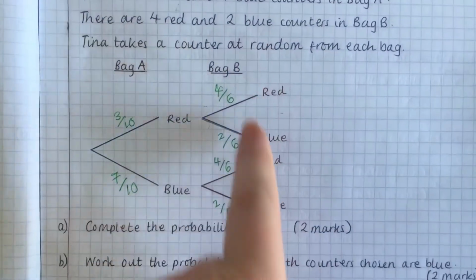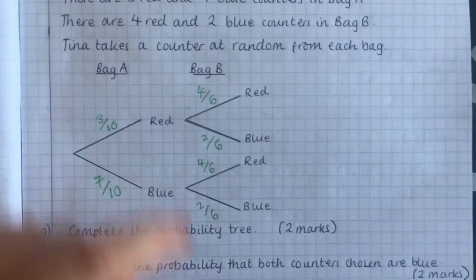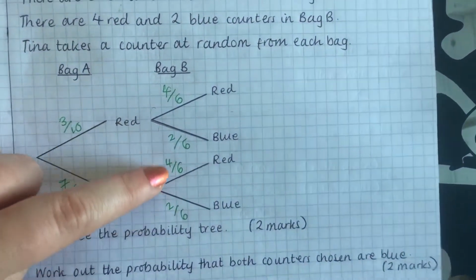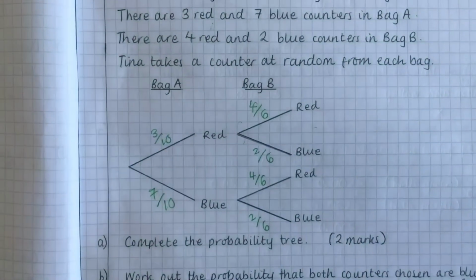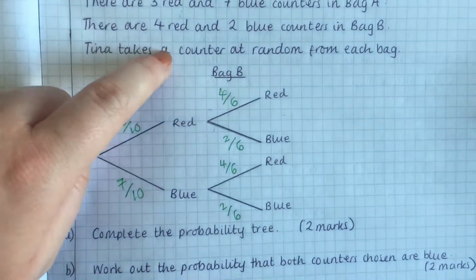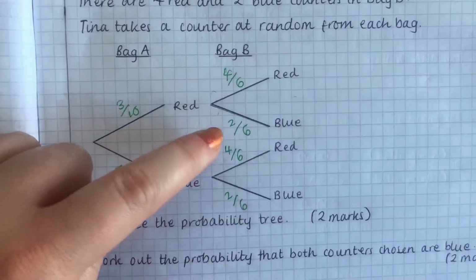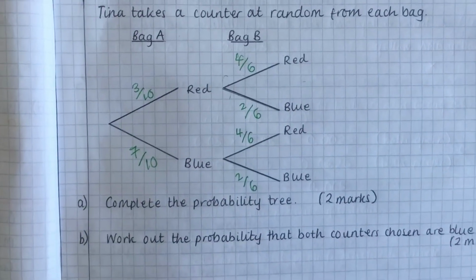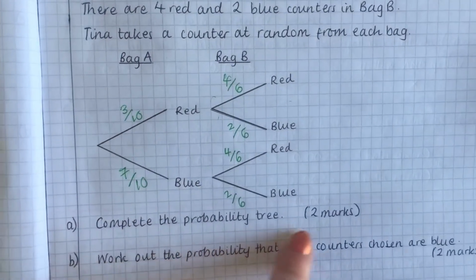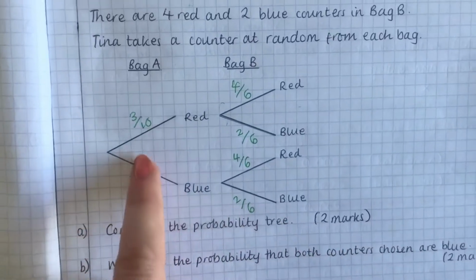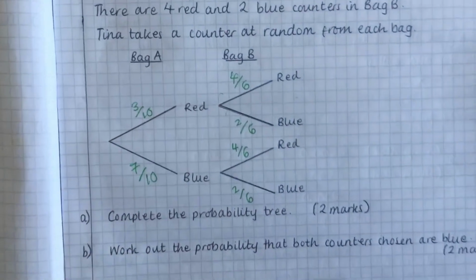Then on the second set of branches, we get bag B. Each pair adds up to 1, and you can see that they repeat themselves twice. Bag B has 4 red out of a total of 6, because 4 add 2 is 6, and blue has 2 out of 6, and then you repeat for the second part as well. So you've completed part A now, that's worth 2 marks. Those marks are actually very easy, and everyone should be able to get those.